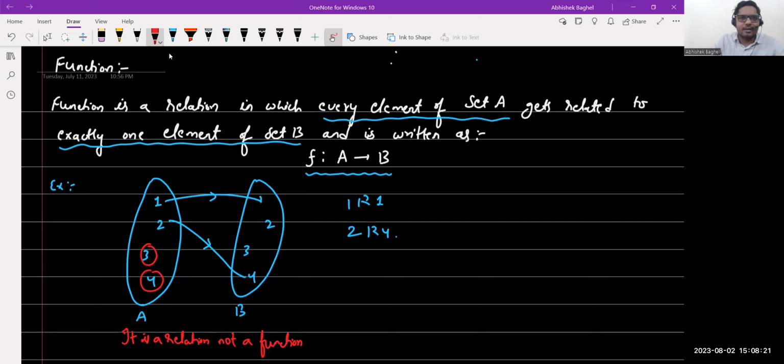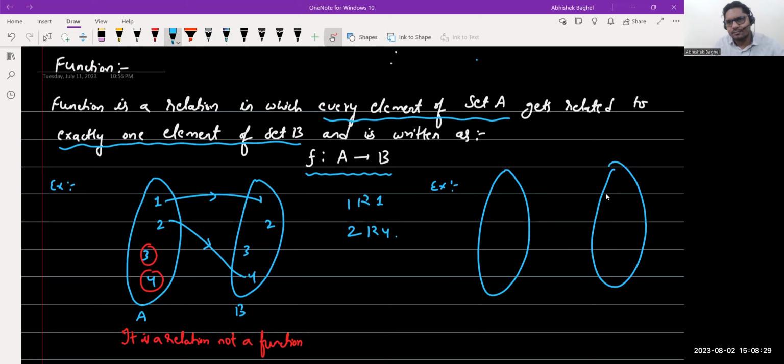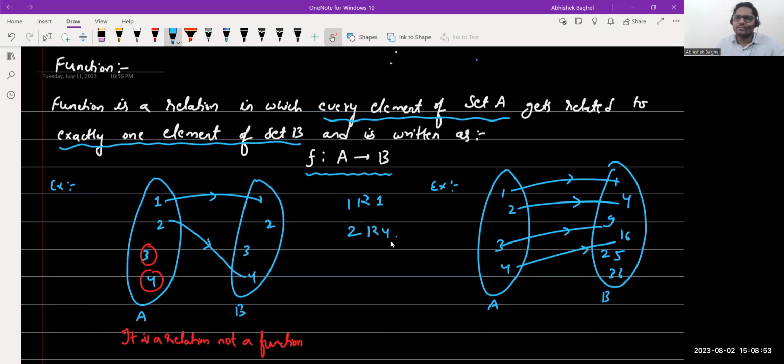Clear? We'll take one more example. Let's say we have one more relation. The elements of set A are 1, 2, 3, 4, and the elements of set B are 1, 4, 9, 16, 25, 36. 1 related with 1, 2 related with 4, 3 related with 9, and 4 related with 16. This is a relation, right? But we have to identify whether it is a function or not.